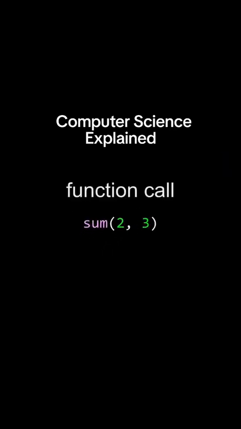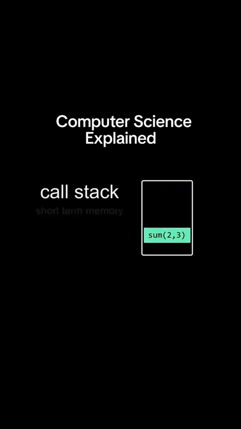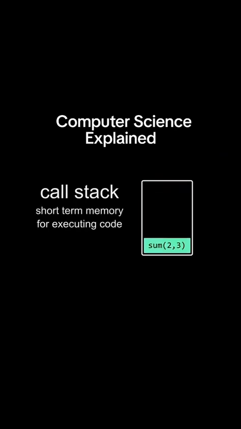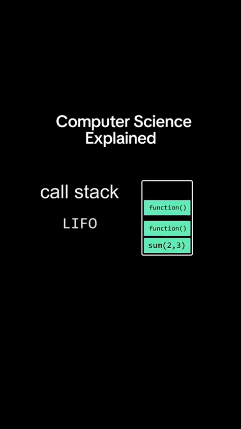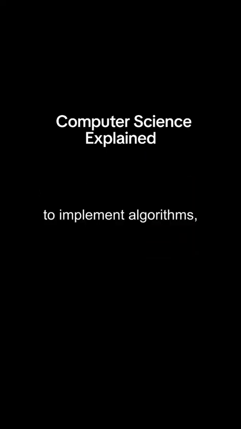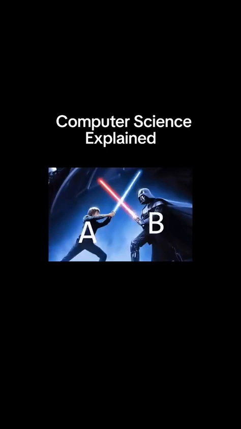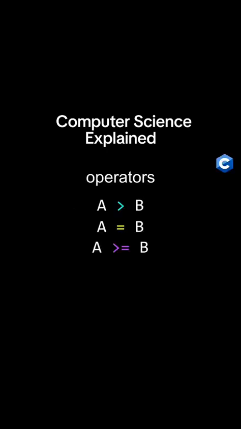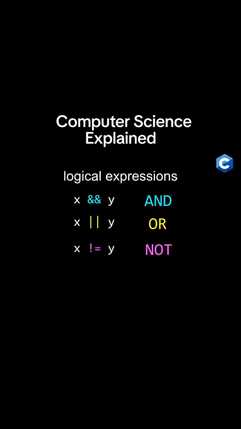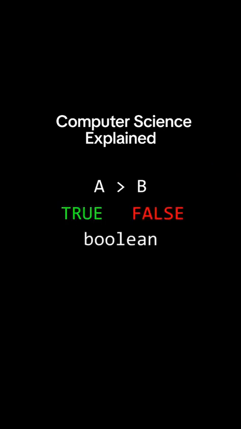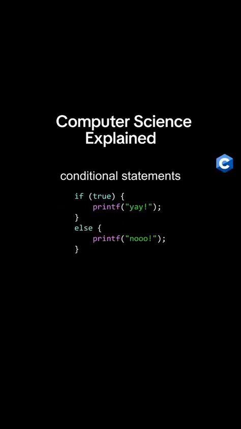When calling a function, the function call gets pushed onto the call stack, which is short-term memory used for executing code, and as the name implies, it's based on a stack data structure, which means last in, first out. To implement algorithms, you often have to compare 2 values, which you can do with operators like greater than or equality, and logical expressions such as and, or, and not. Expressions like these are simple. They can be true or false, which are the possible values of the Boolean data type, and allow you to write conditional statements. If some condition is true, do this, else do that.